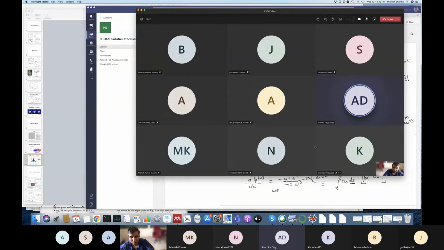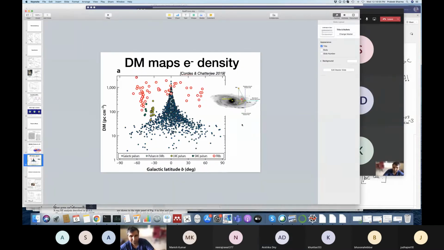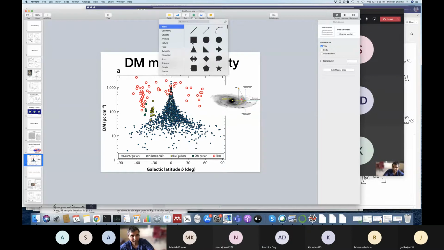Is it due to relativistic beaming? No, not at all. This is not at all due to relativistic beaming. Let me give you a hint.